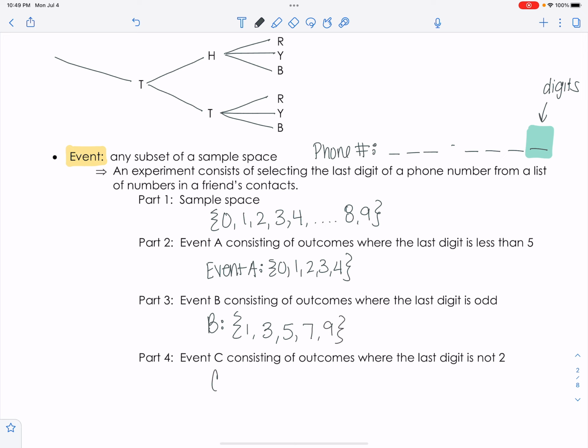And then event C is going to consist of the outcomes where the last digit is not 2. So it can be anything else, it just cannot be 2. So it can be 0, 1, not 2, 3, 4, 5, 6, 7, all the way to 9. You may want to make a note to yourself that it really includes everything except the number 2. No 2.